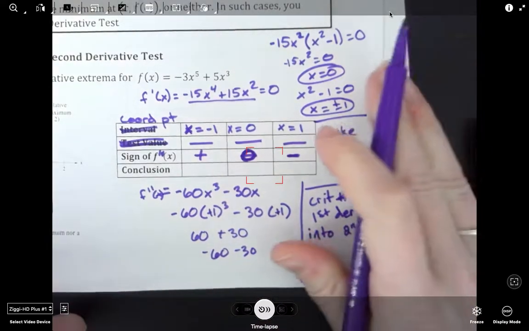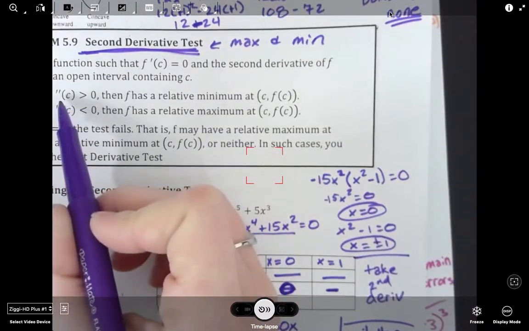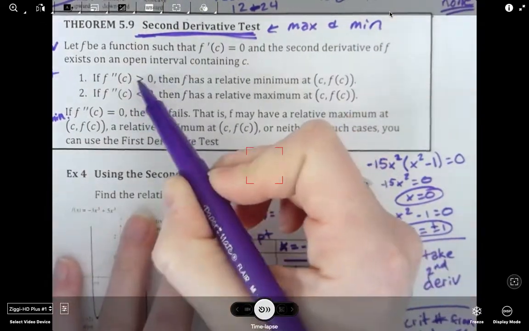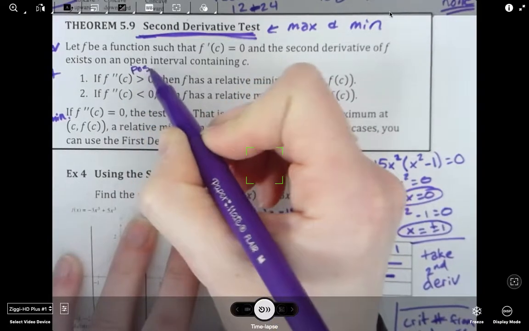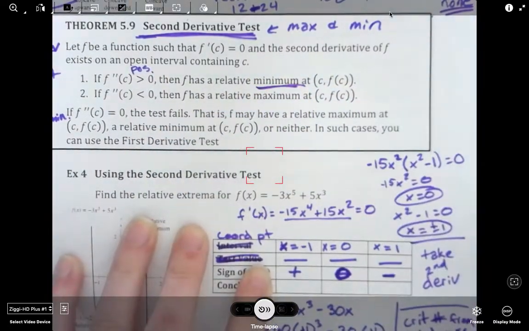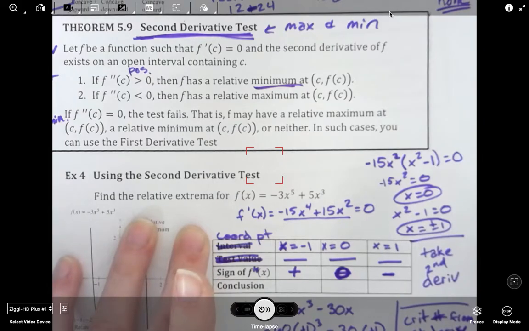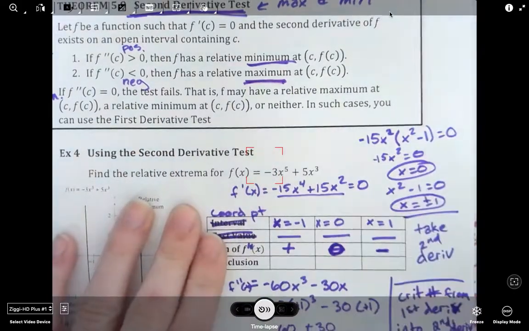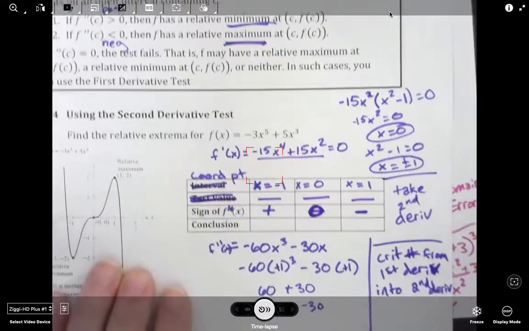Now, this is the backwards thing. If your number, or whatever you got when you plugged it in, is greater than 0, which means it's a positive, you have a minimum, okay, which is the opposite of what you would think. I would think greater than 0, I would have a maximum. It's the opposite way, okay? If you have a negative number, then it's going to be a maximum value. Okay, it's the opposite of what you think, all right?